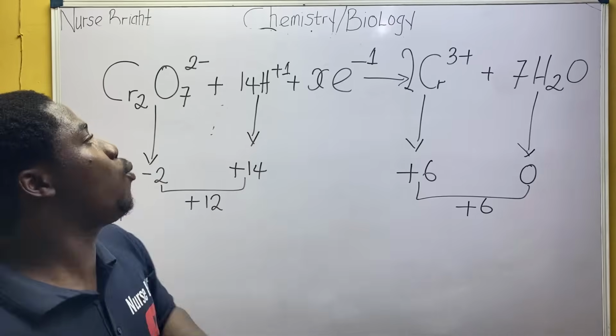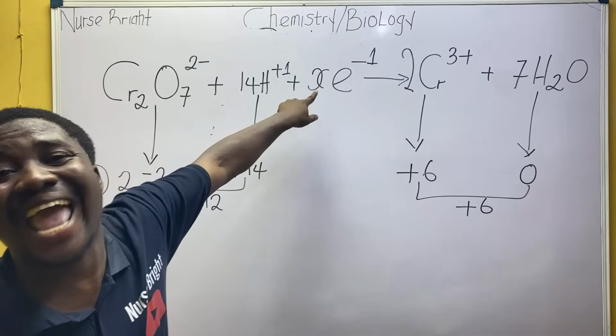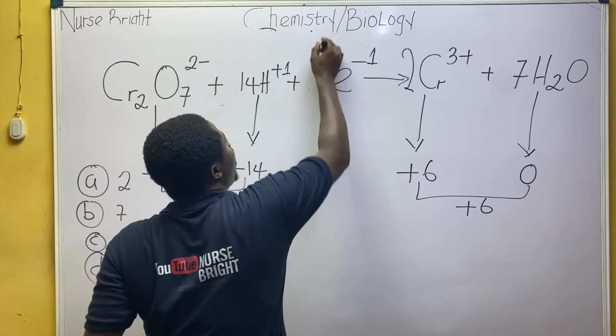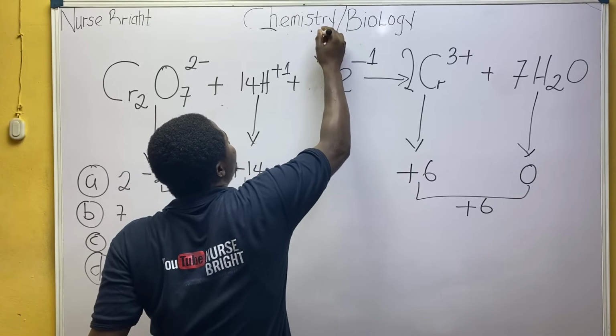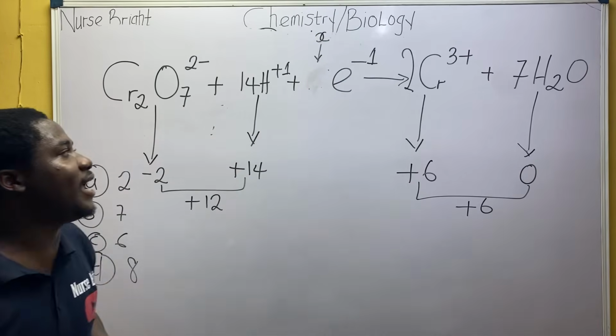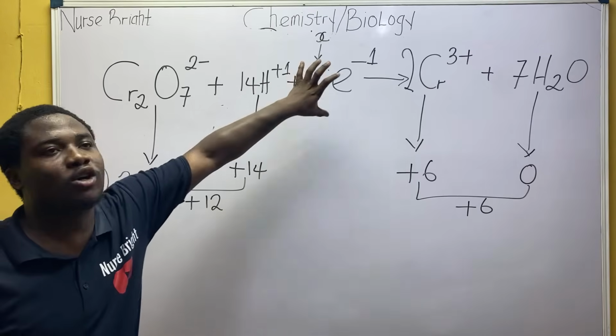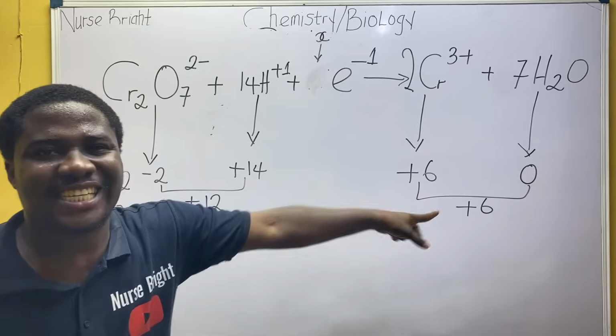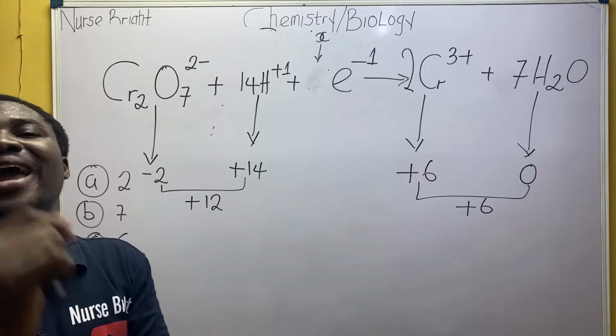So what do you do? Because they want you to fix a number for this X, what do you do as a student to ensure that? Listen, you want to fix a number for this X so that when you evaluate plus 12 plus anything, it will give you plus 6. We want to ensure that they are the same on both sides.